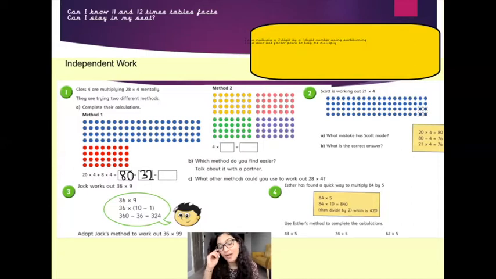So now all you have to do is 80 plus 32, which would be 112. Amazing. So method 2 then, it says 4 times blank equals blank.